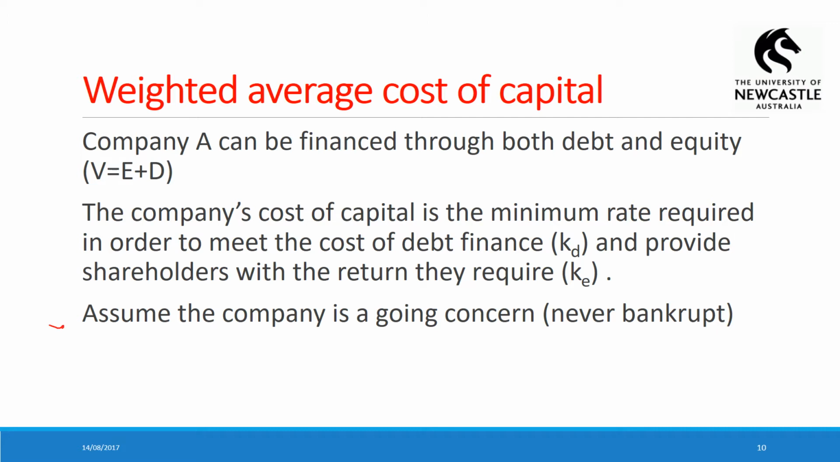We also assume that the firm is a going concern. So when we evaluate the cost, the required rate of return for equity securities, we assume that the firm is a going concern. Given this assumption, we can then use the perpetuity formula to price the firm's equity securities. Without this assumption, we can't use the perpetuity formula.